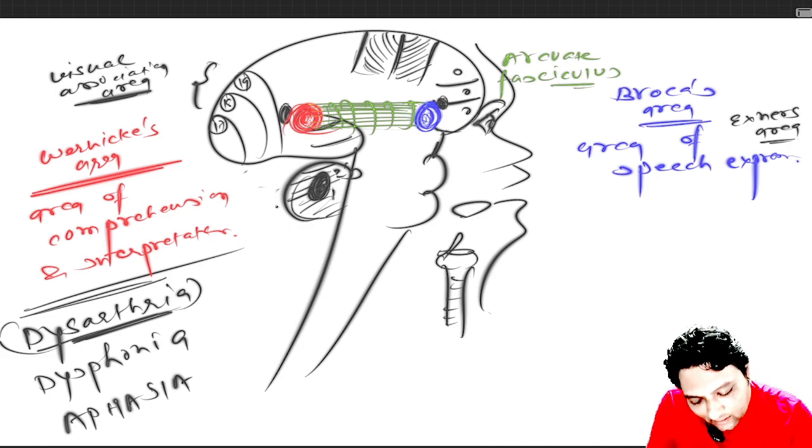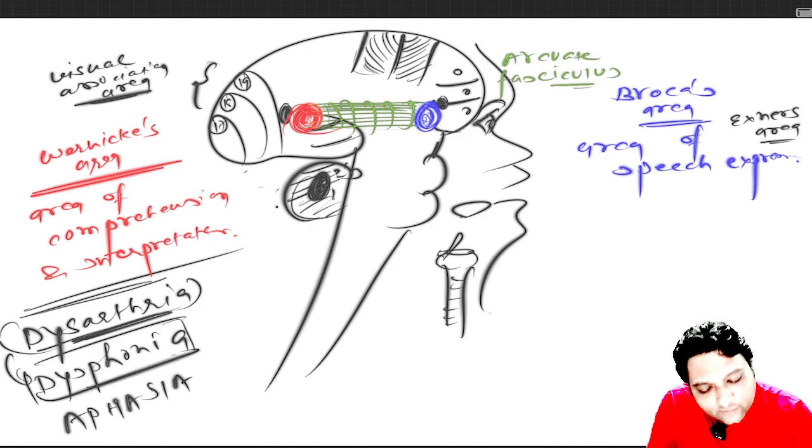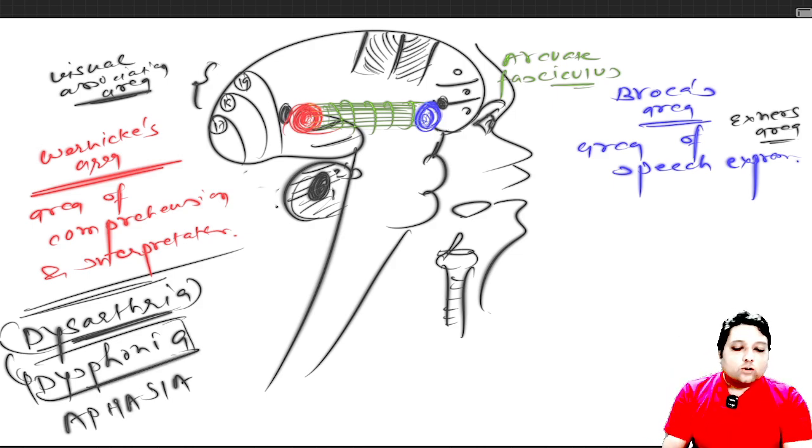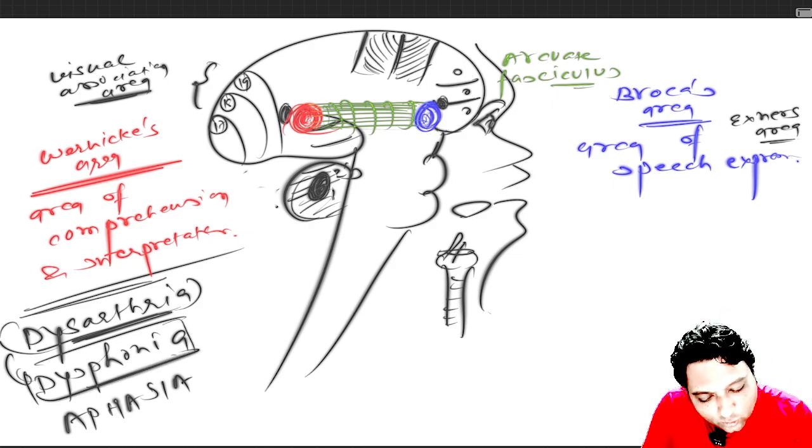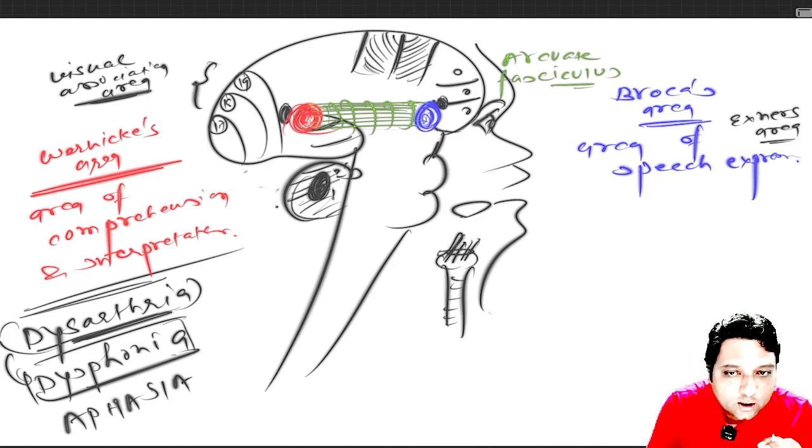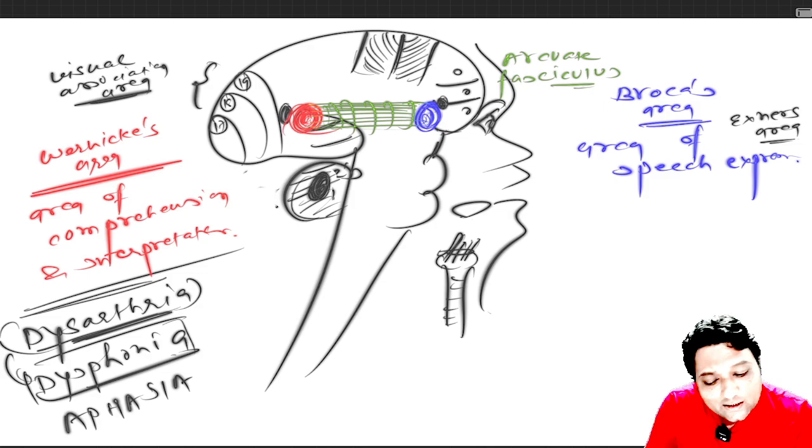Okay. The second terminology is dysphonia. What is dysphonia? The main production of voice is called phonation, which is through expiration and through the movement of the vocal cord. So if there is a problem in the vocal cord, larynx, trachea or lungs, and there is a problem in the development of sound, that is called dysphonia.